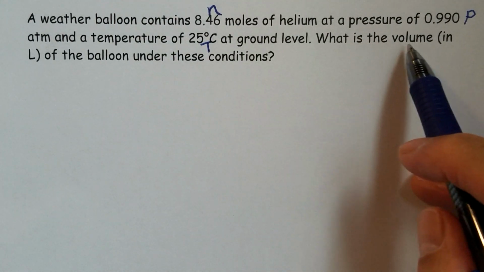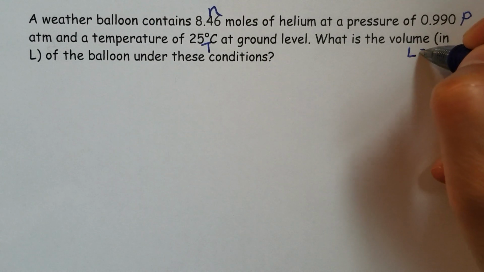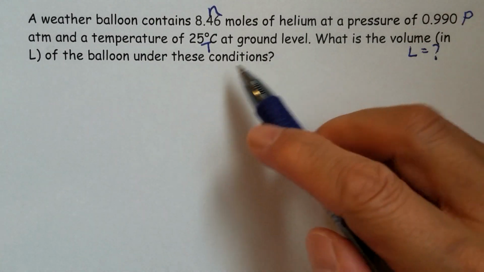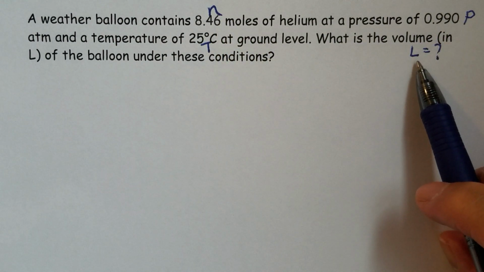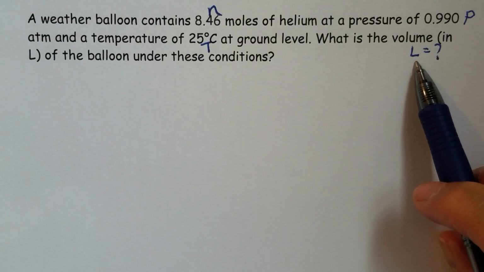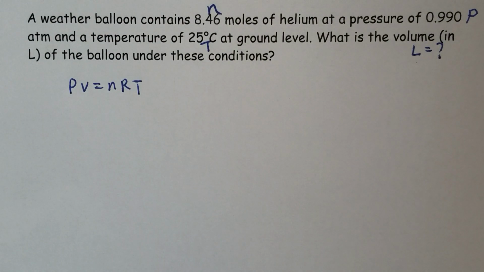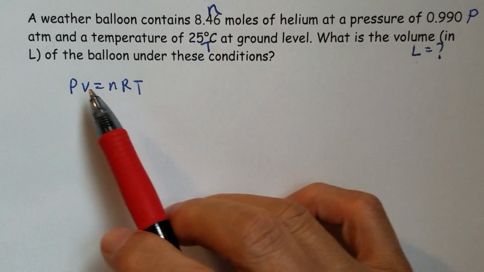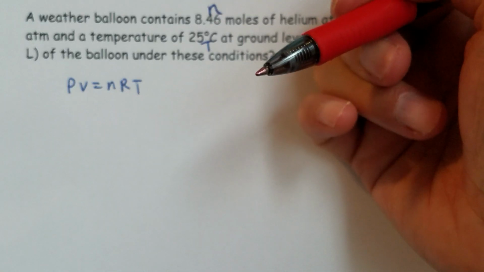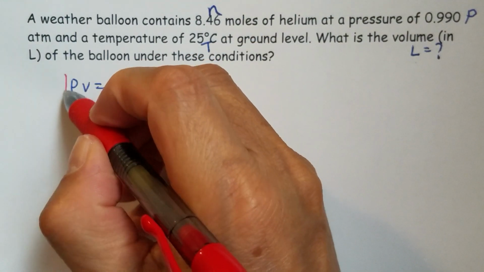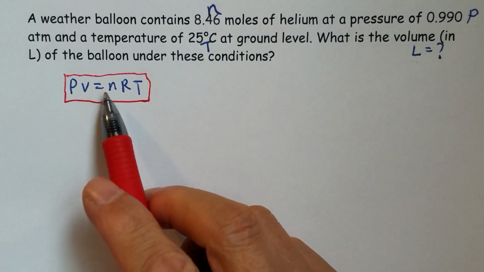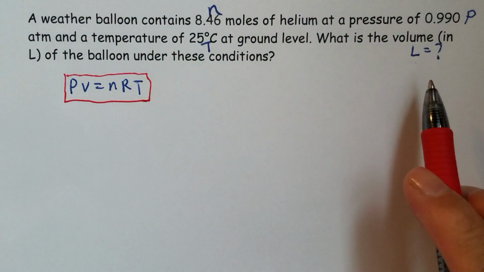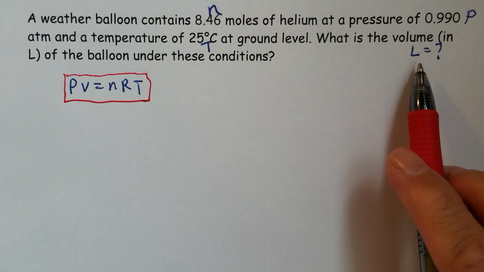Now what is asked? Volume. We know temperature, we know the number of moles, and we know the pressure. We just need to find out the volume. One of the key gas law equations is this. This is the ideal gas law equation. PV equals nRT. And in this question, we need to find out the volume. We need to find out V.